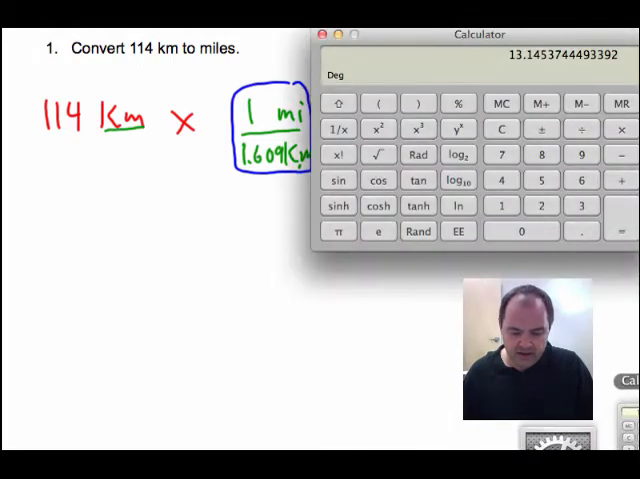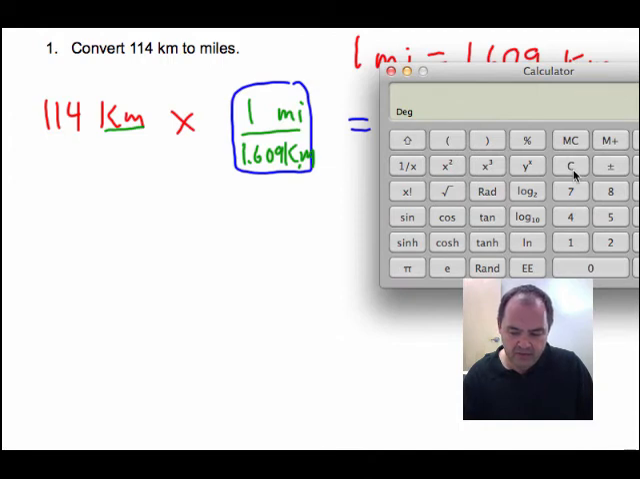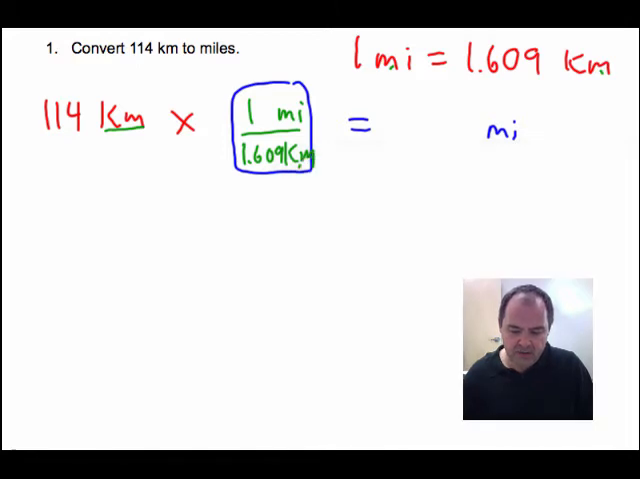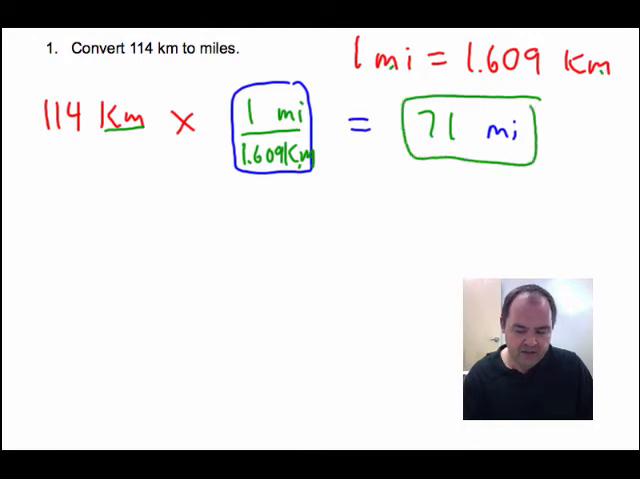So off to the calculator we go. Kilometers cancel out. We are going to have 114 multiplied by 1, don't need to put that in, I guess, divided by 1.609, and that's approximately 71 miles.